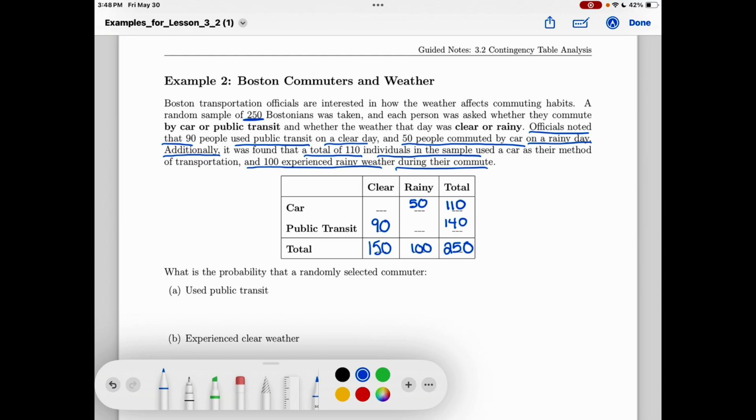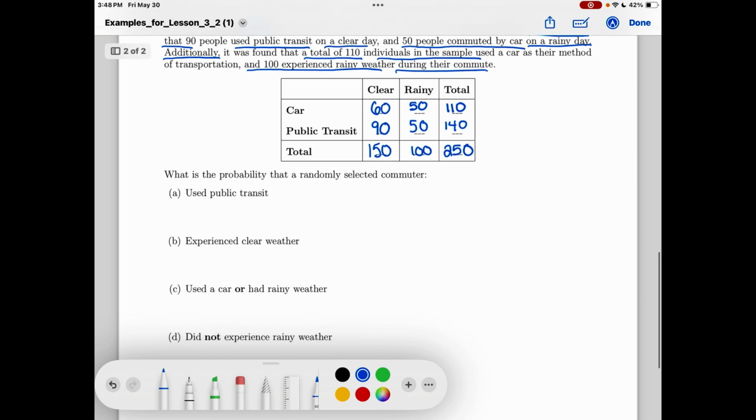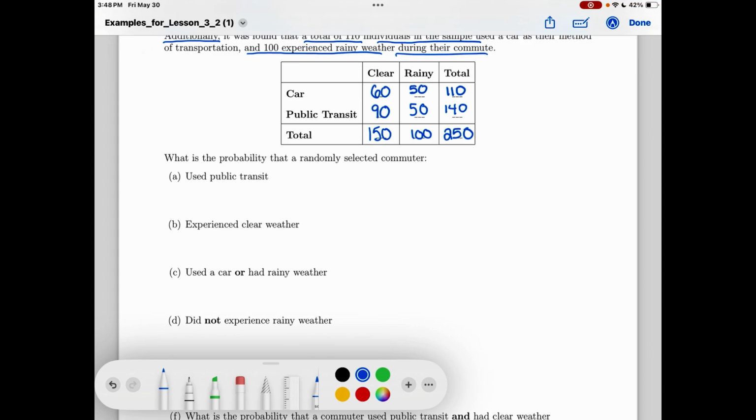And then using that same logic, the people that drove the car on a clear day would have to be 60 because 60 and 90 have to give me 150, and then also 60 and 50 need to give me 110. And then lastly, we can fill this in, 50 and 50 have to give me 100. So we have our table of values. Now let's use it to answer the probabilities.